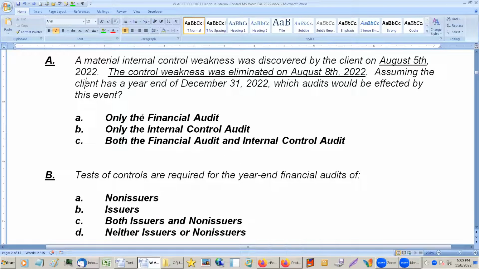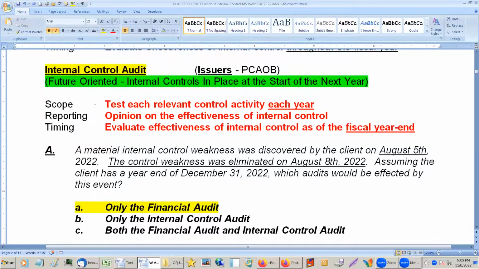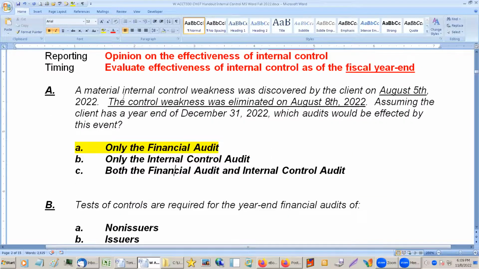The financial audit? Yep, good. Only the financial audit. The internal control audit is as of year end. Well, as of year end, they had fixed it. They fixed it on August 8th. So at year end, the internal controls were fine. Now the financial audit has a problem because up until August 8th, they had problems with the internal controls. You can't rely on stuff made throughout the year up until August 8th, or have less reliability, or whatever the control was.